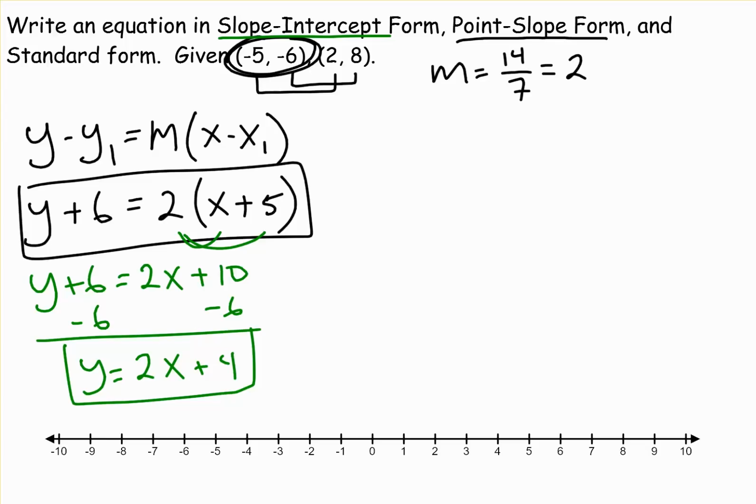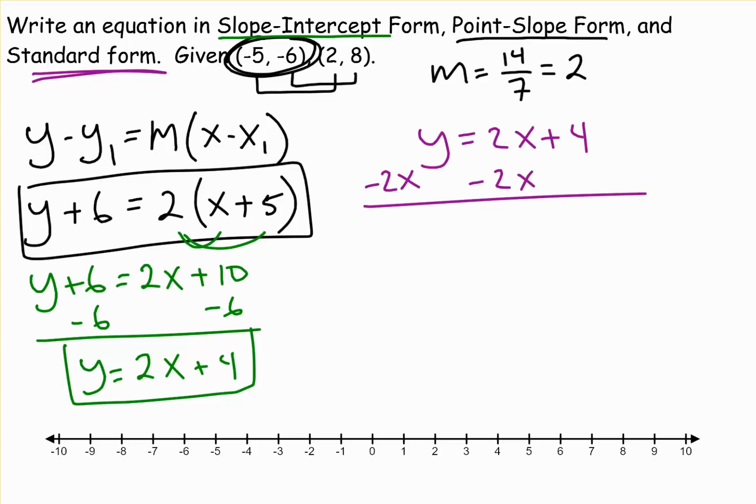Then we'll go from slope-intercept form to standard form. Standard form is ax plus by equals c, so we've got y equals 2x plus 4. That just means to get x and y on the same side, and we don't have any fractions, so we'll subtract 2x from both sides, and we'll get negative 2x plus y equals 4. Let's write that y a little nicer. So now this is standard form. This is one version of standard form.